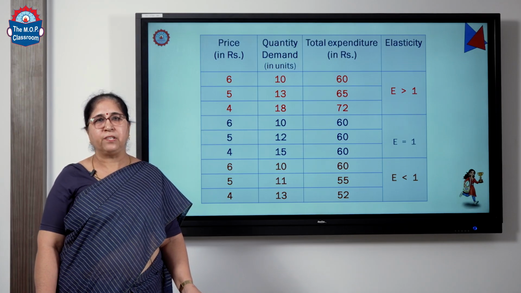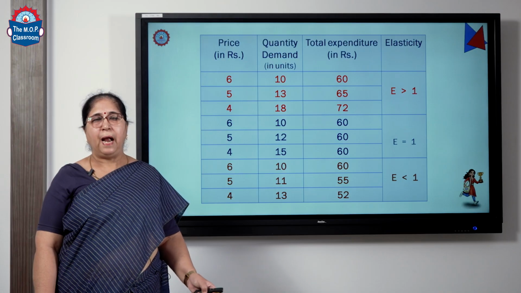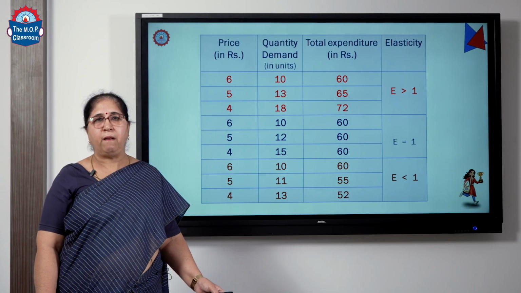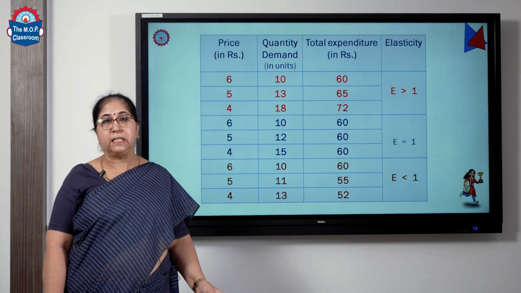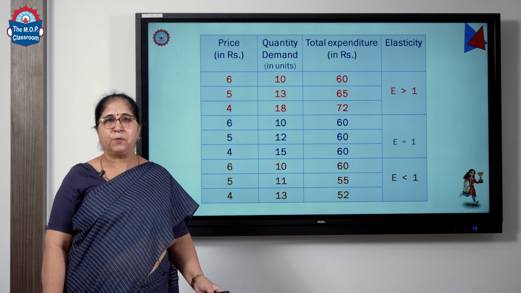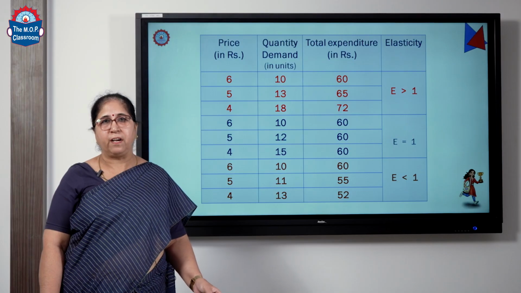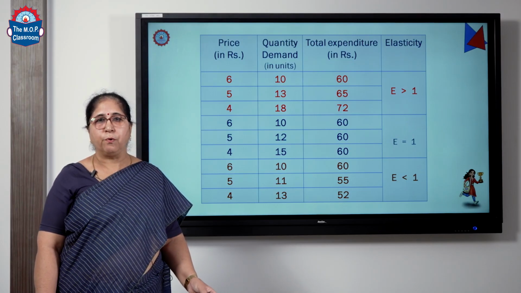In the second case, if we look at prices falling from 6, 5, 4, and quantity demanded is increasing from 10 to 12 to 15, total expenditure in this particular case is remaining the same. It means I am spending only 60 rupees even if the fall in price is leading to increase in quantity demanded. Elasticity in this case will be said to be equal to 1.